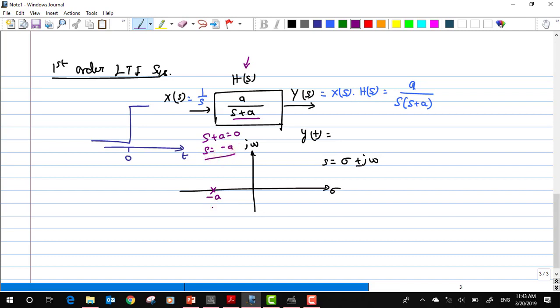Now what about the pole that I have across my input? Does this input have a pole? At 0 there is a pole, right? I will use the green color for denoting the pole that is coming from the input function, and the pole that is coming from the transfer function I will mark with violet color. Clear? So I have these two poles, and let us see how this output would behave.